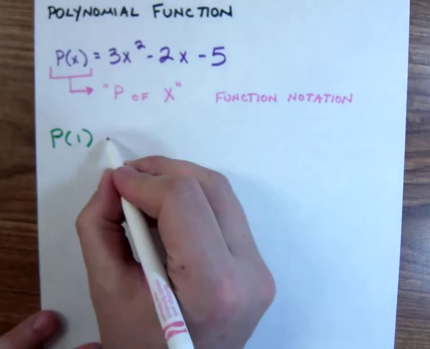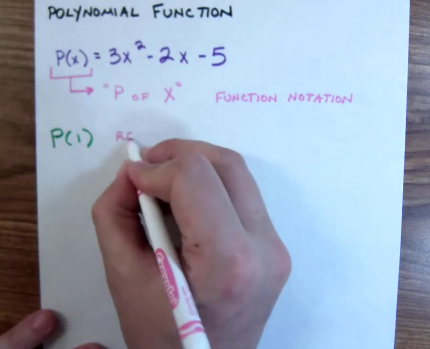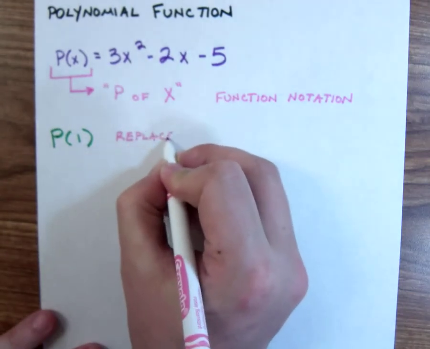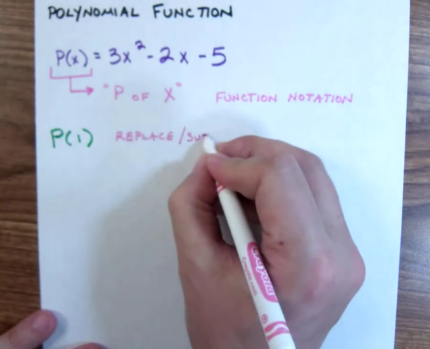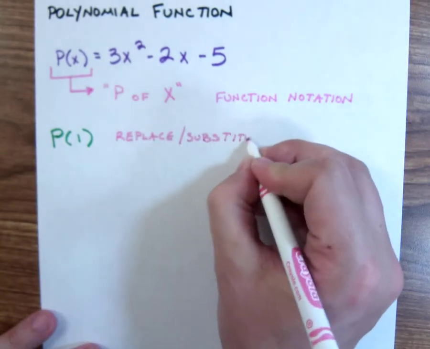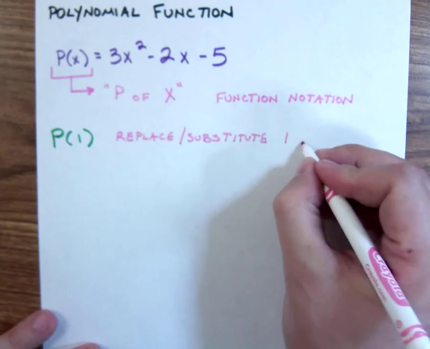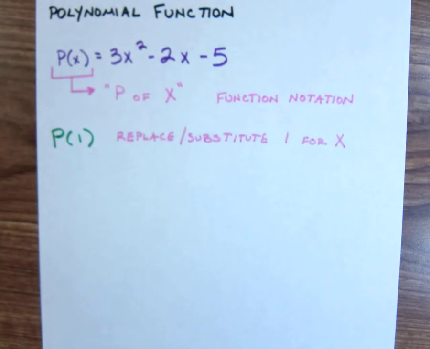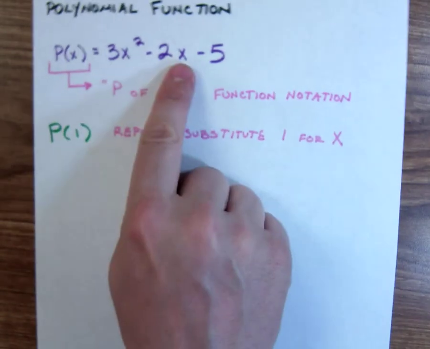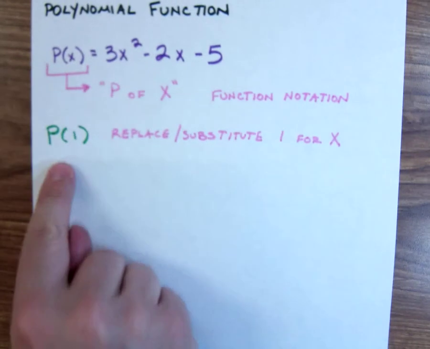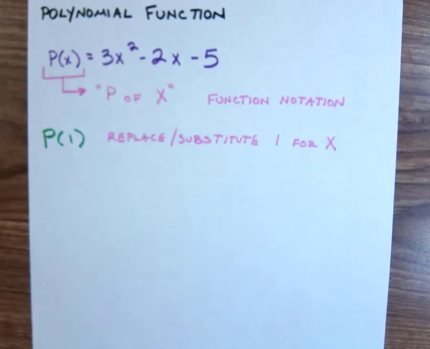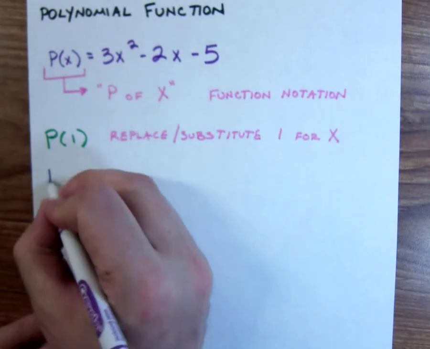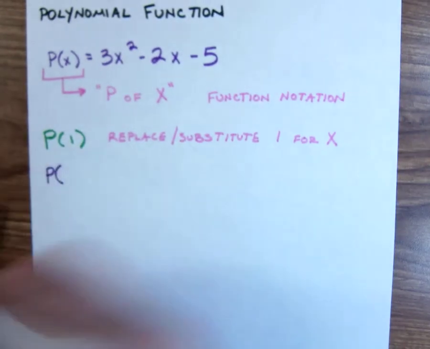Now what this means in English is replace, or if you wanted to use your official math vocabulary, and you do, substitute 1 for x. It means I'm going to write that function, 3x squared minus 2x minus 5, exactly as it's written, but all of the x's are going to be substituted with the number in the parentheses, which is 1. So here's what that looks like. Instead of p of x, it's going to be p of 1.